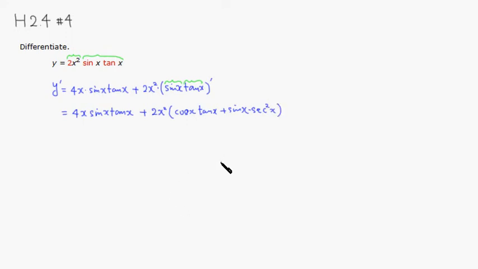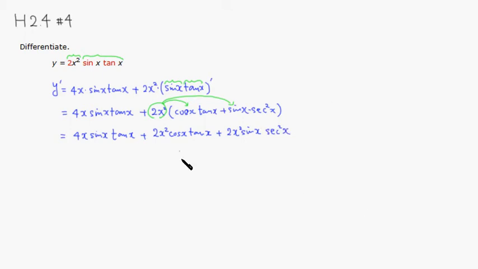So we have that, and if you want to distribute this guy to each term, we can do that. Let's write it out that way: 4x sine of x tangent of x, plus 2x squared cosine of x tangent of x, plus 2x squared sine of x secant squared of x.